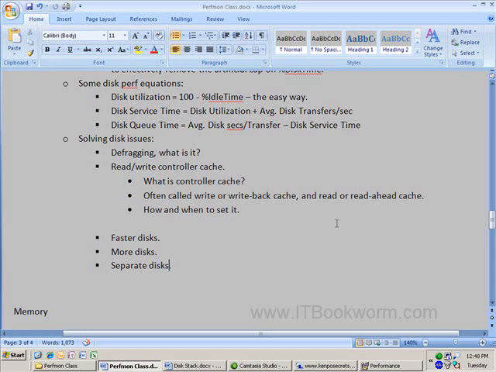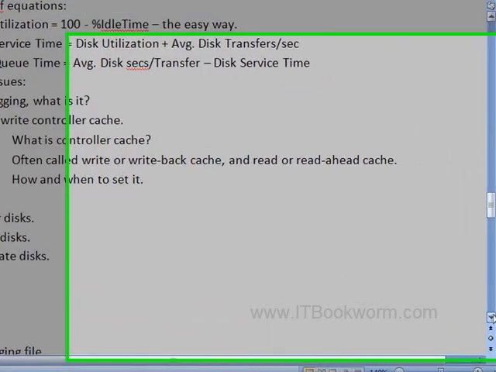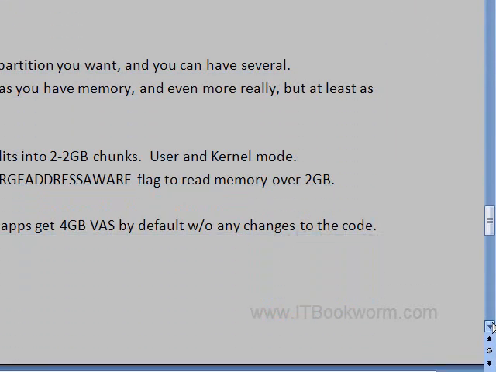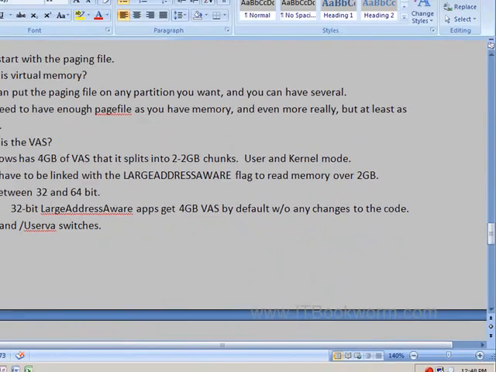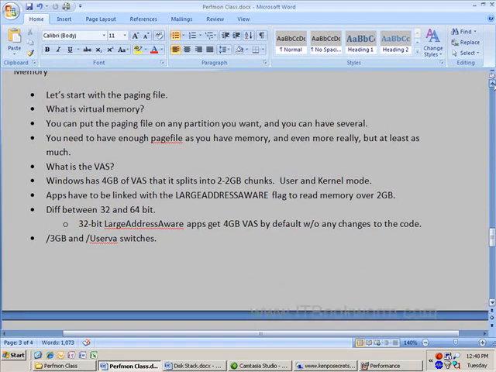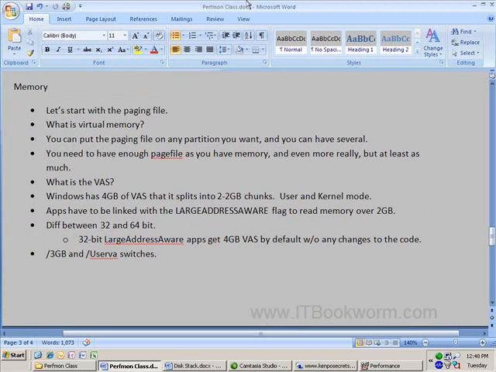And I think that's it for disk. Yay, we've taken up almost the entire hour with disk. Okay, memory. We'll start jumping through this.